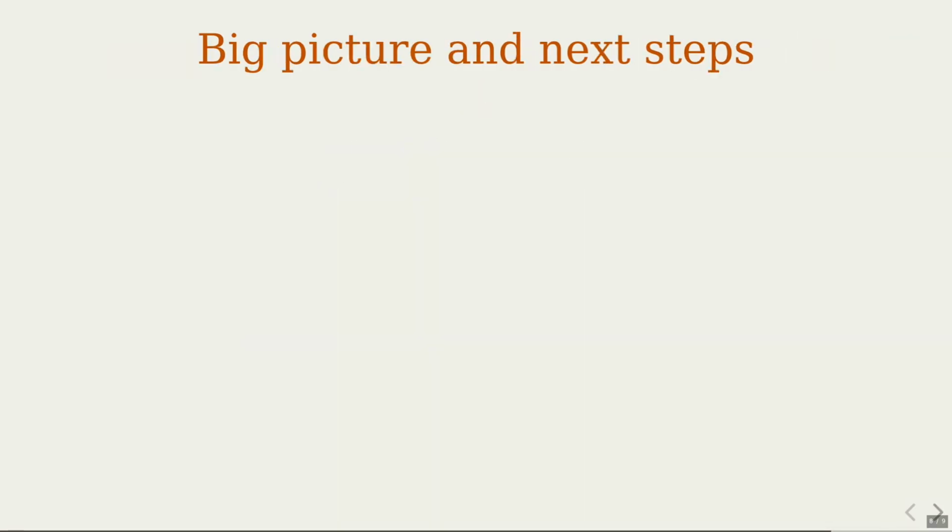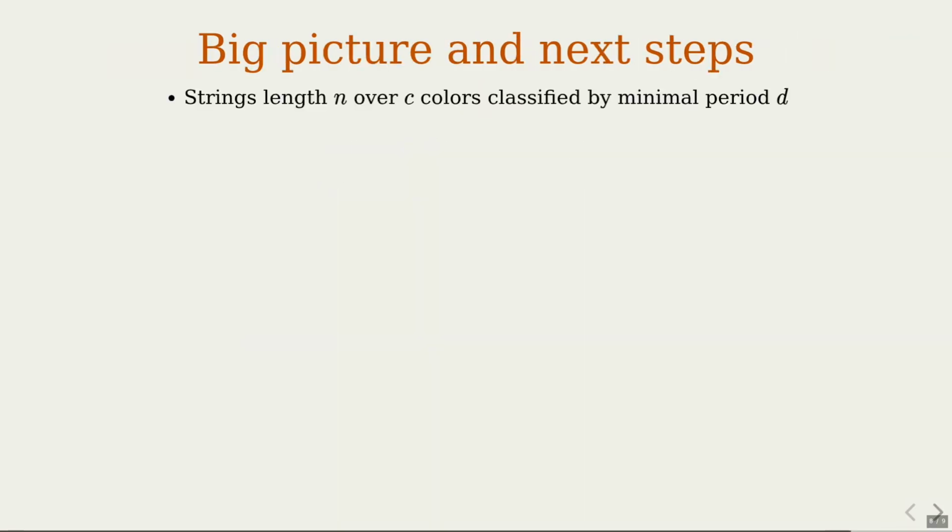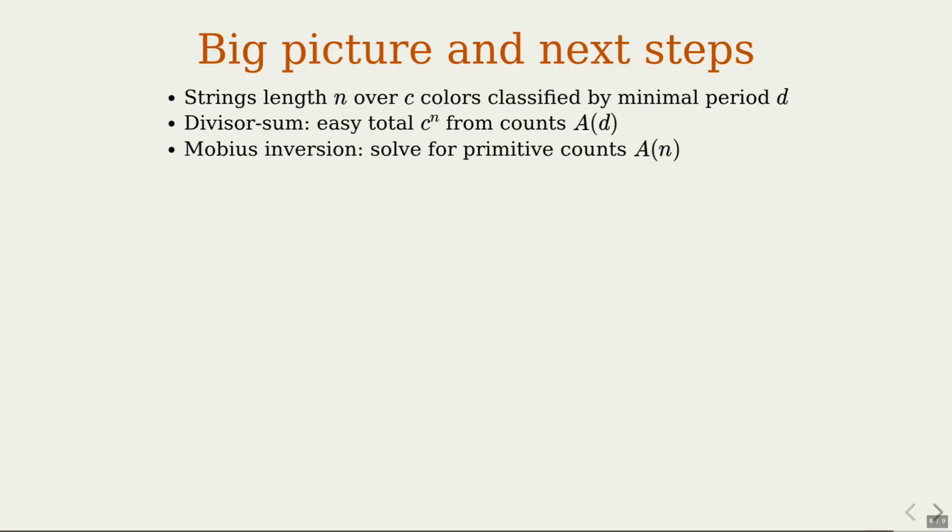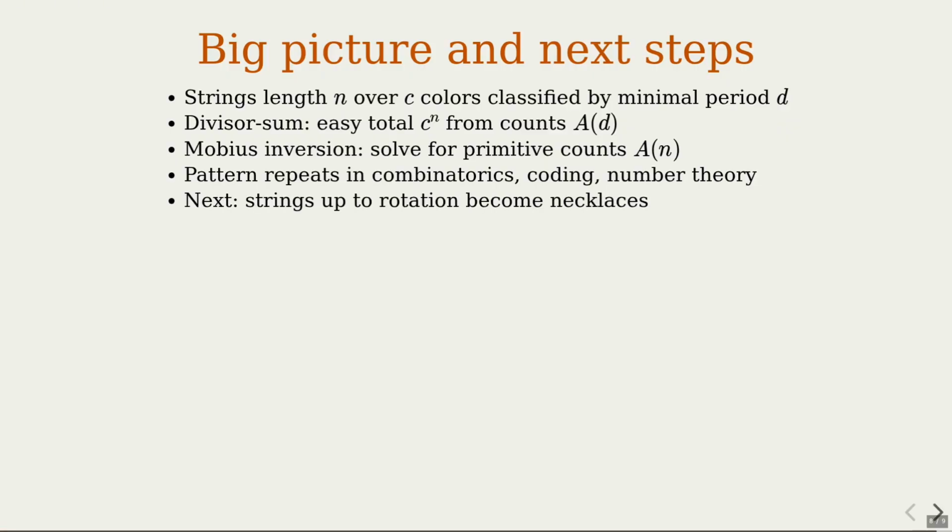Before we move on, let us summarize what we have learned. Every string of length n over C colors sits in exactly one class according to its minimal period d. By adding up the numbers A of d over all divisors d of n, we recover the simple total count C to the n. Möbius inversion turns that divisor sum around and gives a direct formula for A of n. This idea of isolating primitive structures from easy totals appears in many topics, from word combinatorics to error-correcting codes to multiplicative functions. Next time, we will place strings on a circle so that rotating them does not change the pattern, leading us to necklaces and new divisor sums.